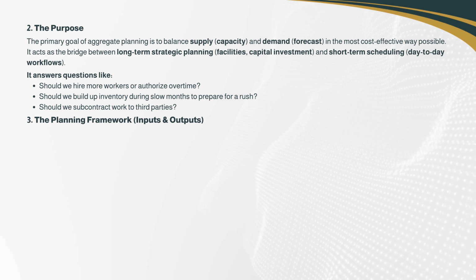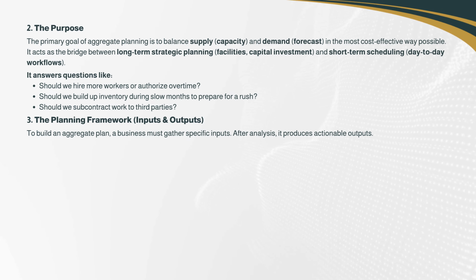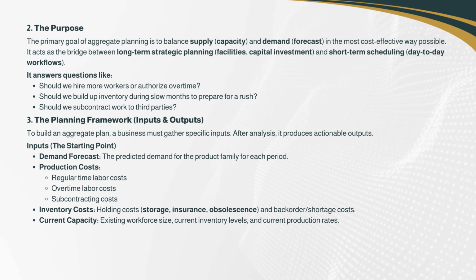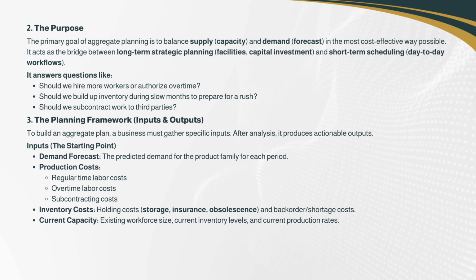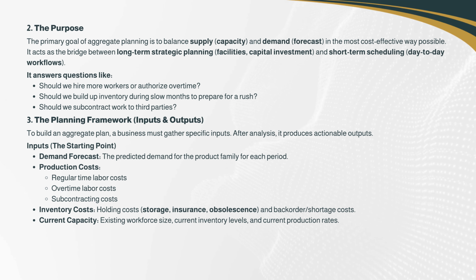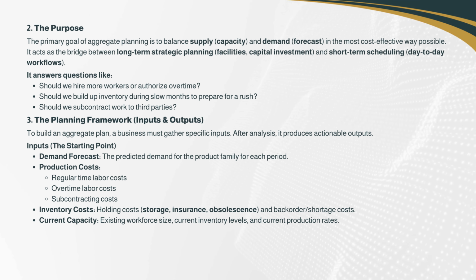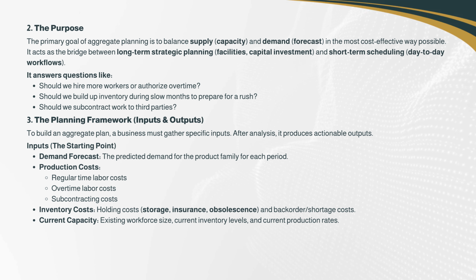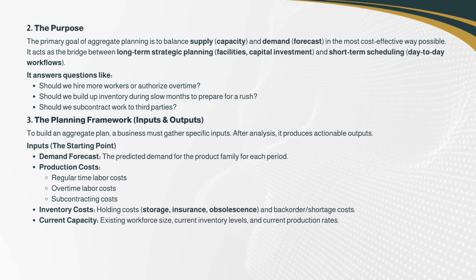3. The planning framework, inputs and outputs. To build an aggregate plan, a business must gather specific inputs. After analysis, it produces actionable outputs. Inputs: the starting point, demand forecast, the predicted demand for the product family for each period. Production costs: regular time labor costs, overtime labor costs, subcontracting costs, inventory costs, holding costs, storage, insurance, obsolescence, and backorder, shortage costs. Current capacity: existing workforce size, current inventory levels, and current production rates.